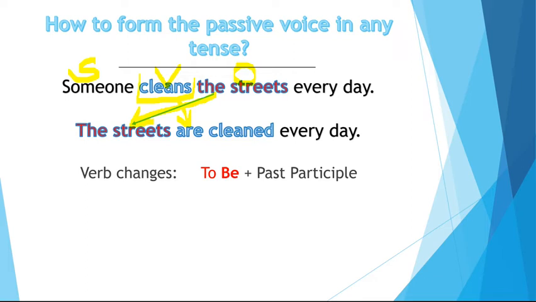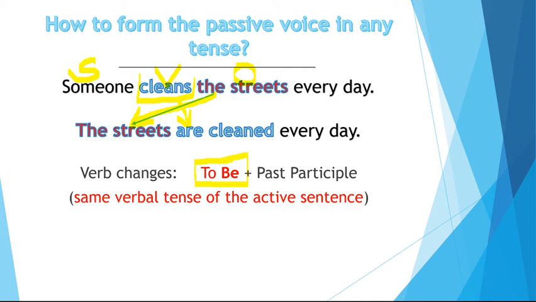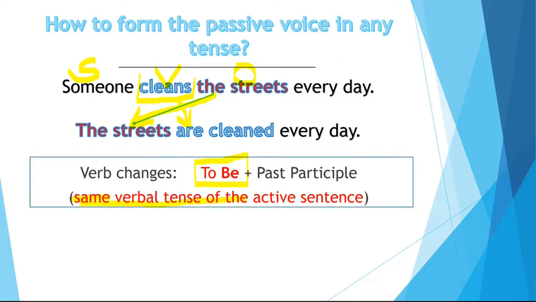So to sum up everything, the formation of passive voice is quite simple. We add the verb to be, of course, depending on the original verb tense, and the passive voice can be in any tense depending on the sentence. So we add be, then the past participle of the verb, and of course the be can be in any tense, the same verbal tense of the active sentence. So this is the rule.